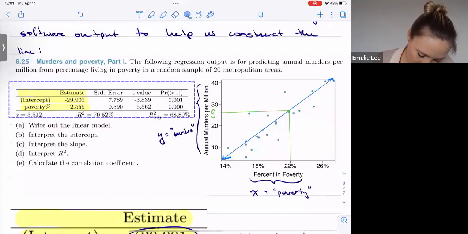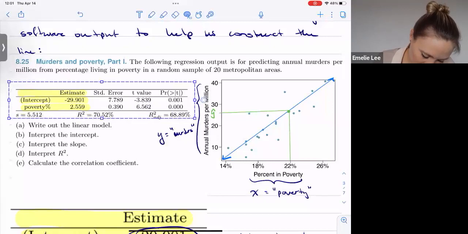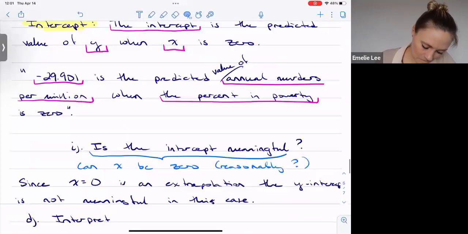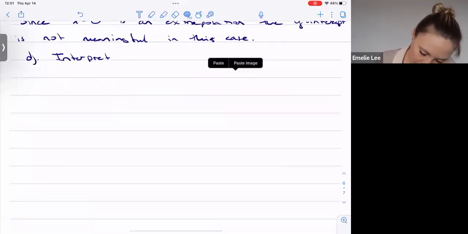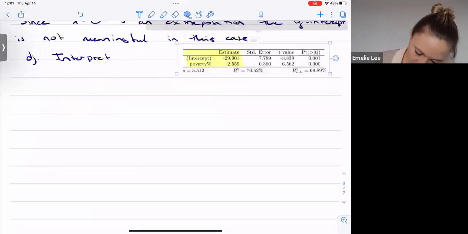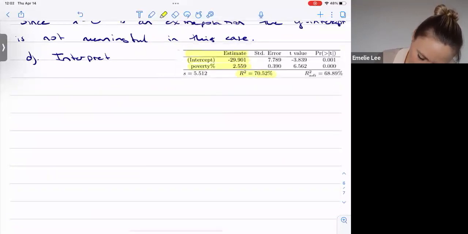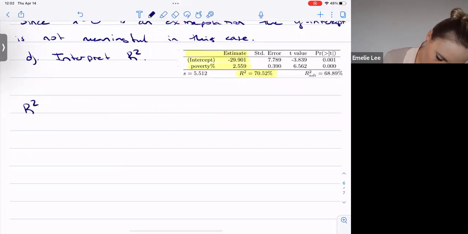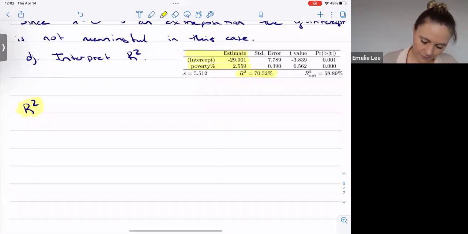Okay. So here, I'm just going to copy this so we can have it down here. Paste image. Okay. Interpret R-squared, it said. The definition of R-squared, a lot of highlighting on here.